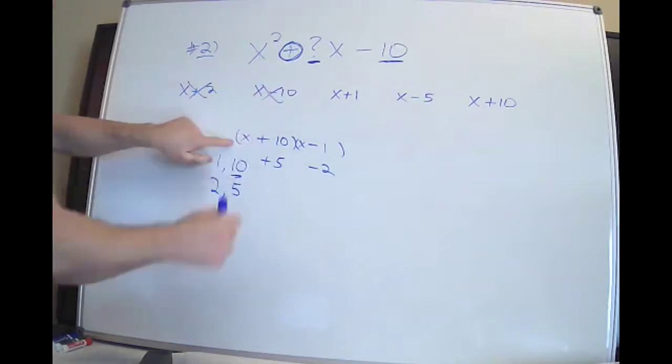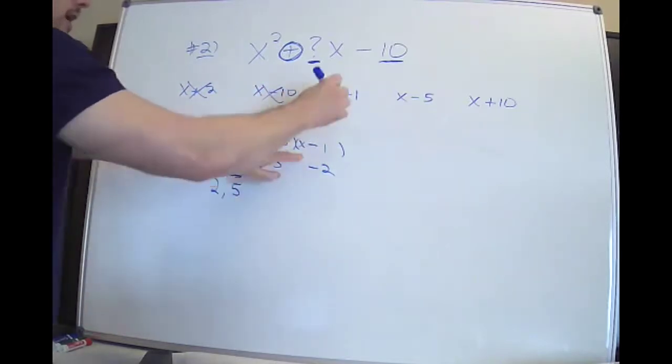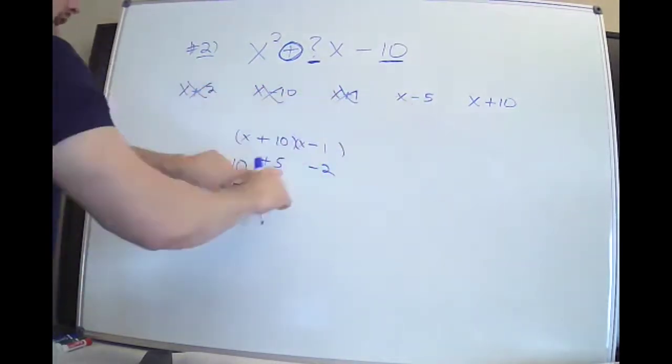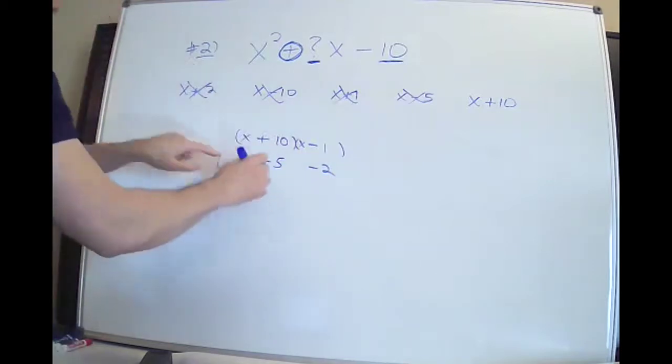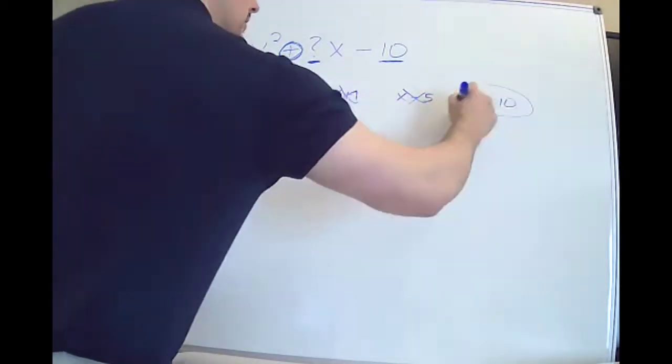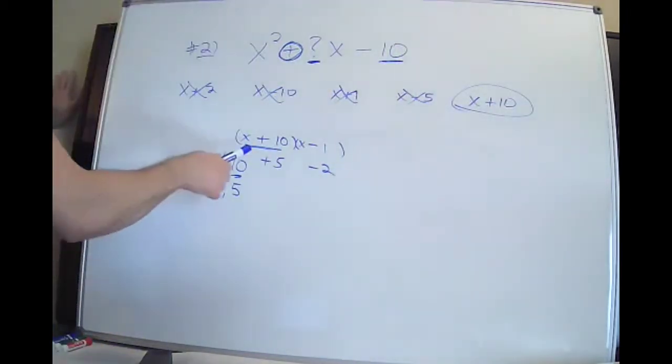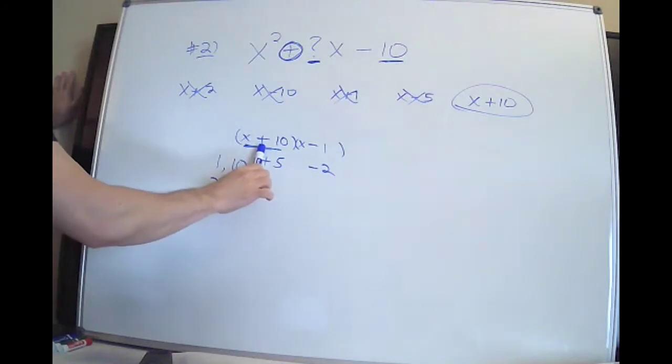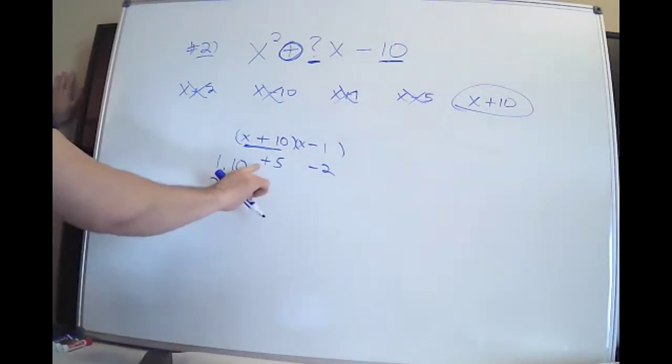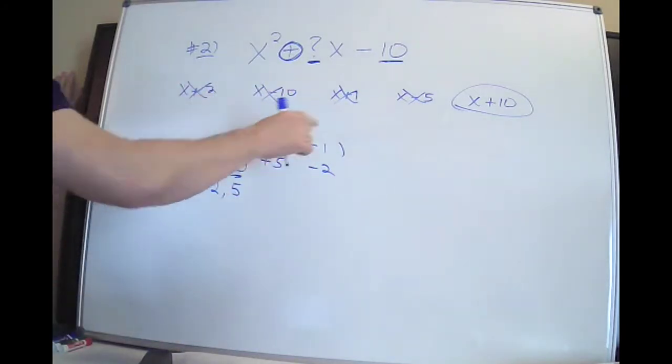Here's a negative 10. That's out. Here's a positive 1. That's out. Here's a negative 5. That's out. Here's my winner, x plus 10. So my pair could have been x plus 10 and x minus 1. None of these other combinations would work.